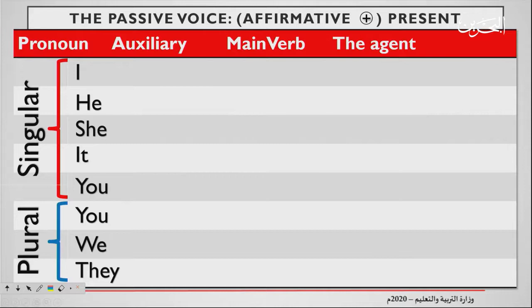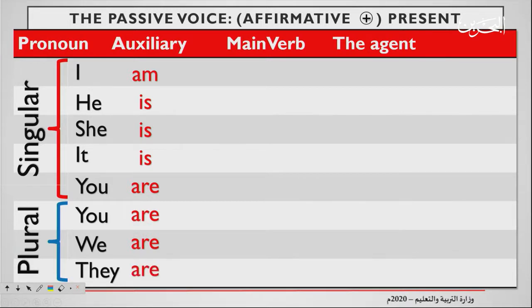Then we add the auxiliary of the passive voice. In this case, it is verb to be, which is am. I say, I am. Then, he is. What about she? Yes, she is. And then, it is. What about you? Yes, you are. And then, you are again. We are. And they are.